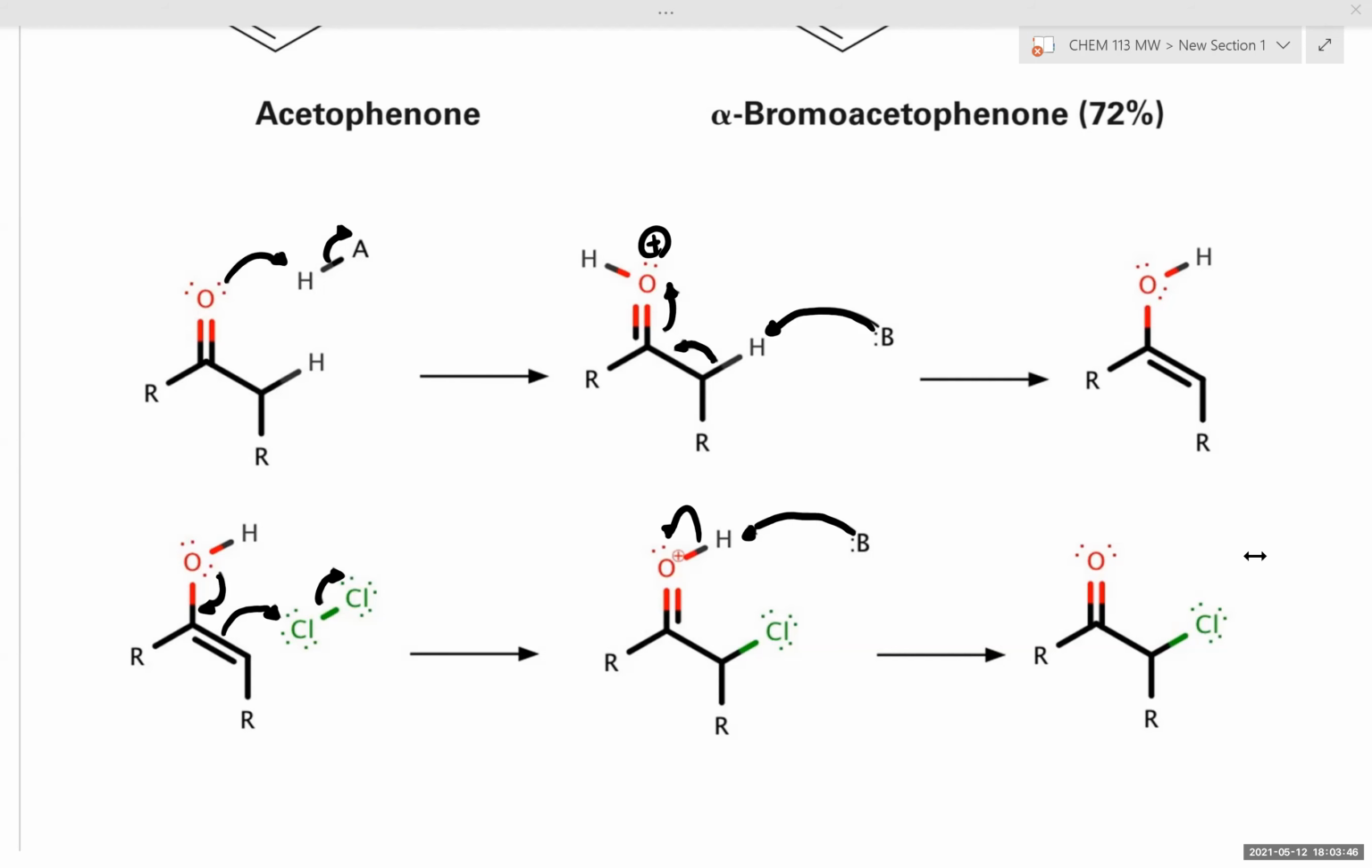Does this mechanism for acid-catalyzed chlorination and bromination of ketones and aldehydes make sense?